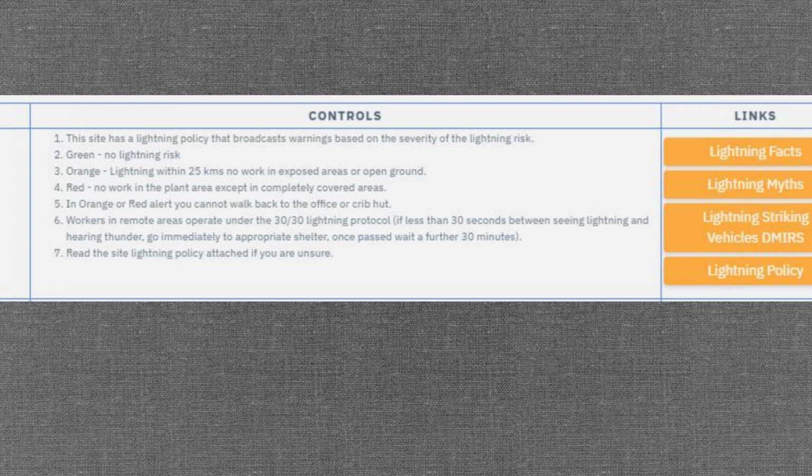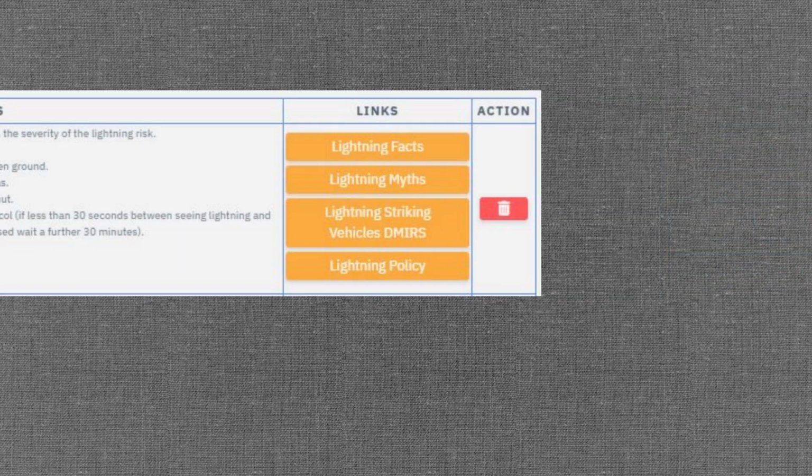Next, we show the controls. These controls will vary depending on the site or company lightning policy. The yellow buttons are links to videos, images, or other media needed to explain this hazard. Note 1 says lightning policy. This goes to a website where the company lightning policy is shown.